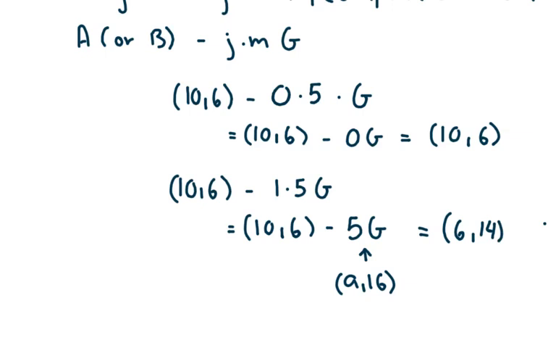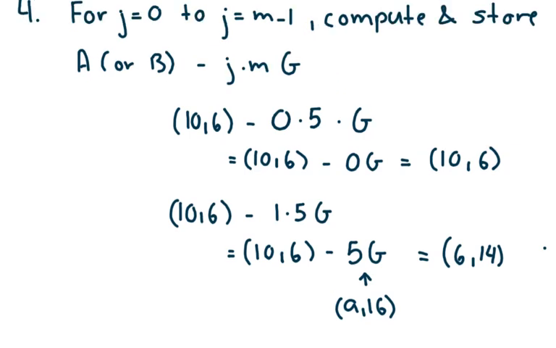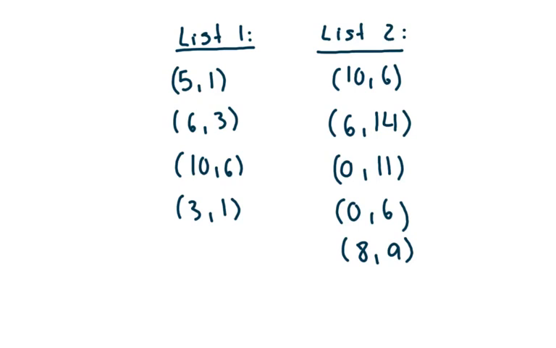And now she'll just keep on going with her sequence. So she'll do 10, 6 minus 2 times 5g, 10, 6 minus 3 times 5g, 10, 6 minus 4 times 5g, until she's arrived to the point where that iterator j is equal to m minus 1, or j is equal to 4. And she's going to store the values that she gets into a similar list that she did in step 3. So after going through all that hassle, Eve finally has 2 lists that she can work with, with a bunch of different values in them.